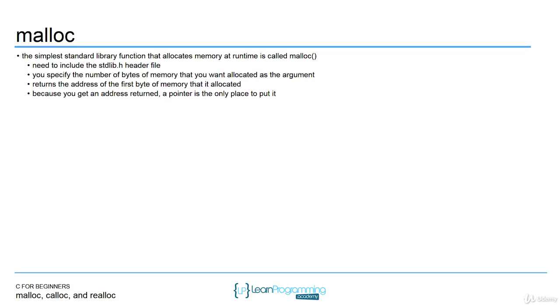Right? So this is why dynamic memory allocation is only possible via this concept of a pointer, because it returns addresses. You can only put an address in a pointer. That's what a pointer stores. A pointer stores an address. So here's how you do it.